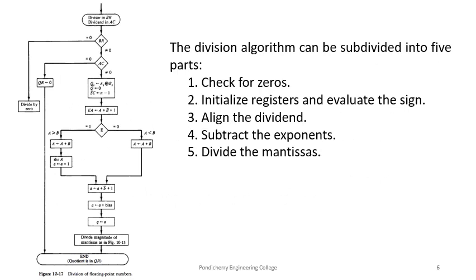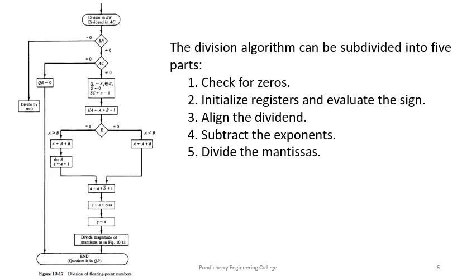So this figure shows the division algorithm for the case of floating point numbers. These are the steps in the process. You have to again check for zeros, of course. In case the divisor is 0, it's a divide by 0 error, so we have to terminate the process and say it's a divide by 0 error. Or else, in case the dividend is 0, the result is going to be 0, so you can straight away make the result 0 and stop the process.